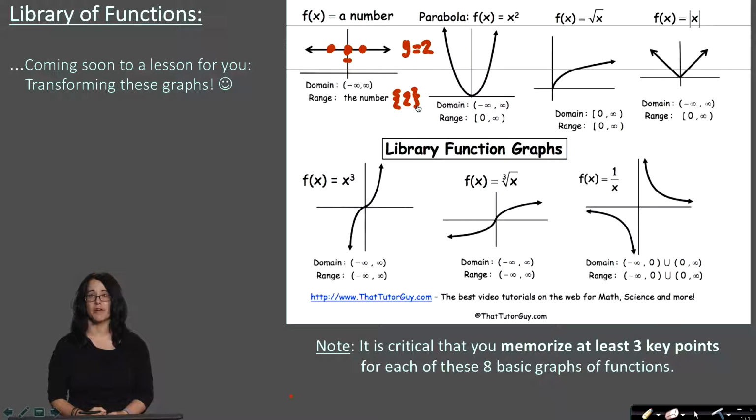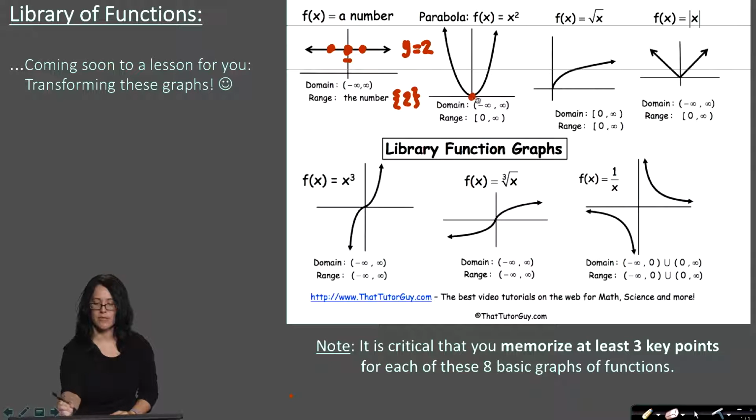Now the second type of function that you should be familiar with already is the parabola. F of x equals x squared. Y equals x squared. Now if it's y squared instead of x squared, then we have a different type of parabola that would not be a function because it would be a parabola on its side. But since it's x squared, notice what happens.